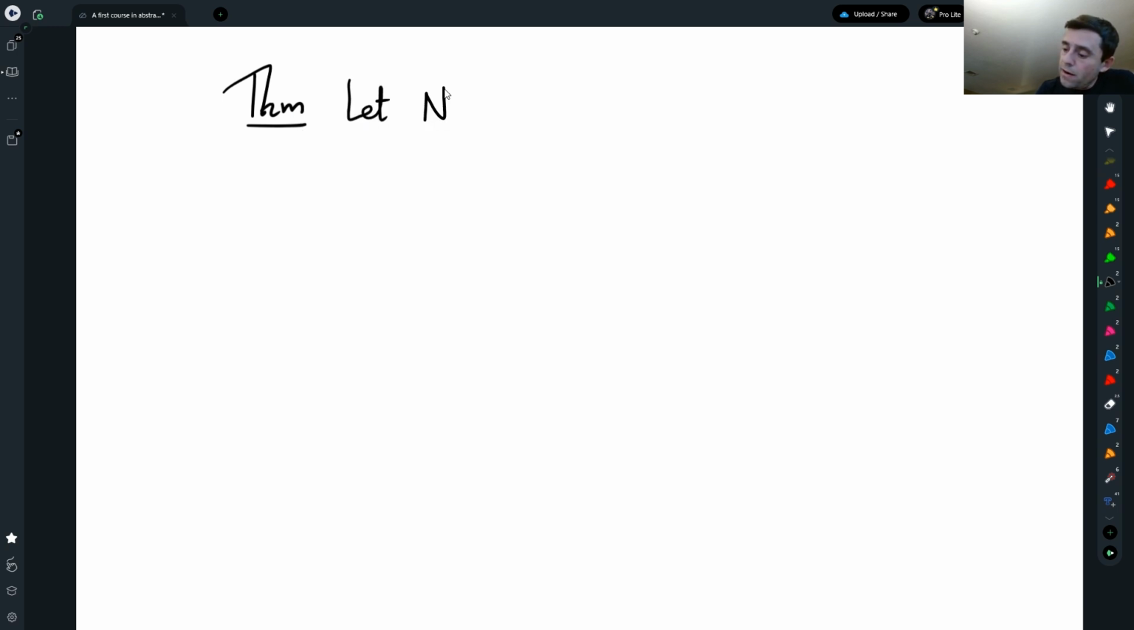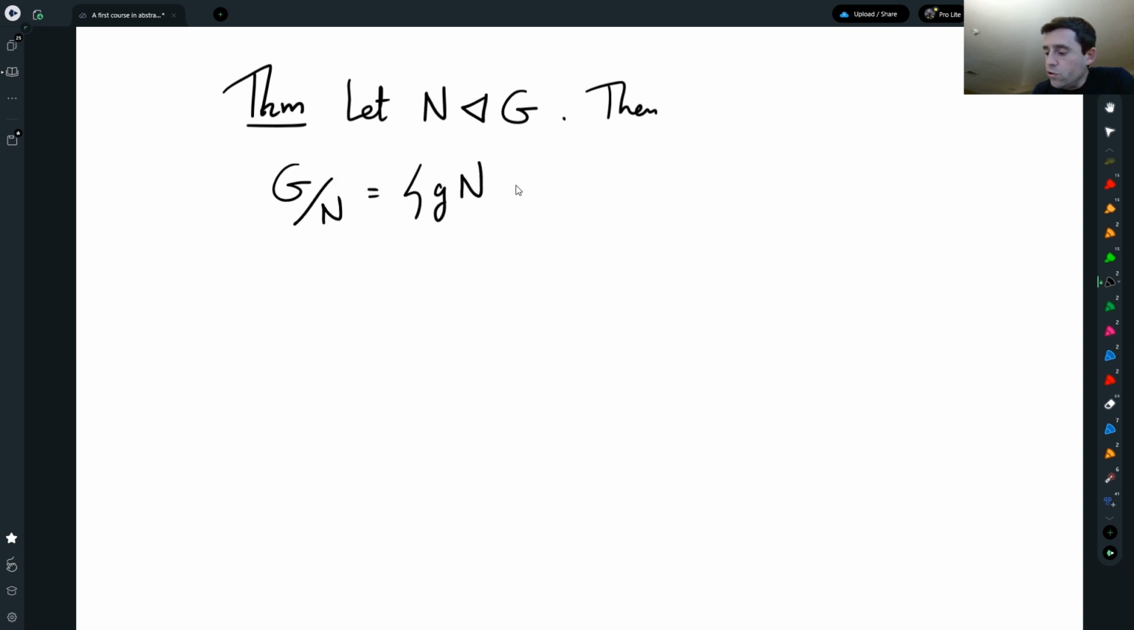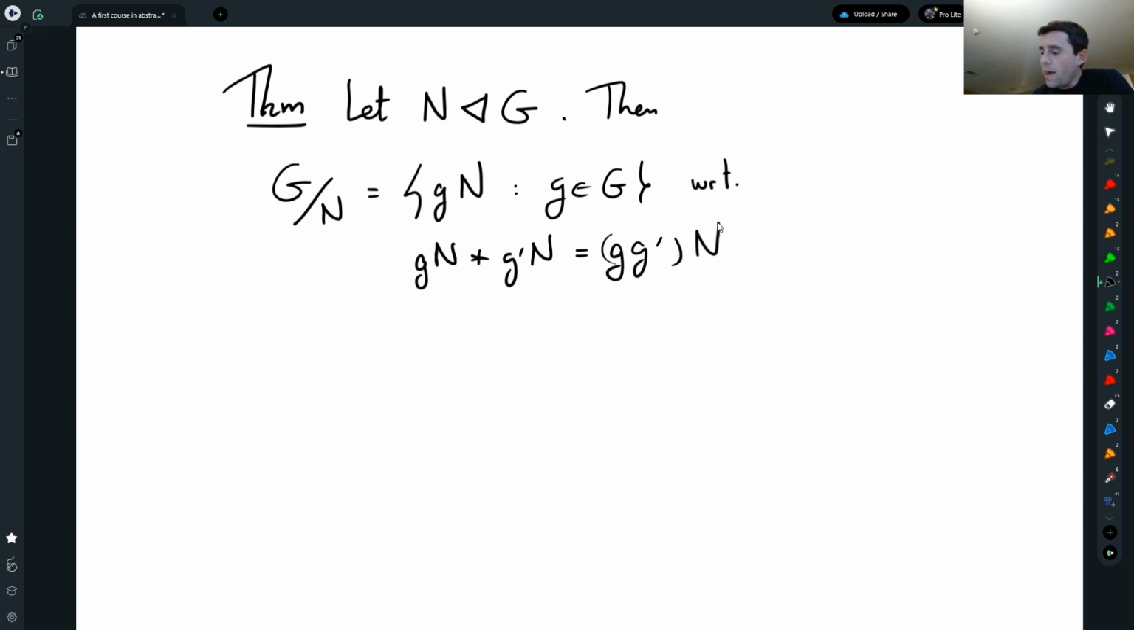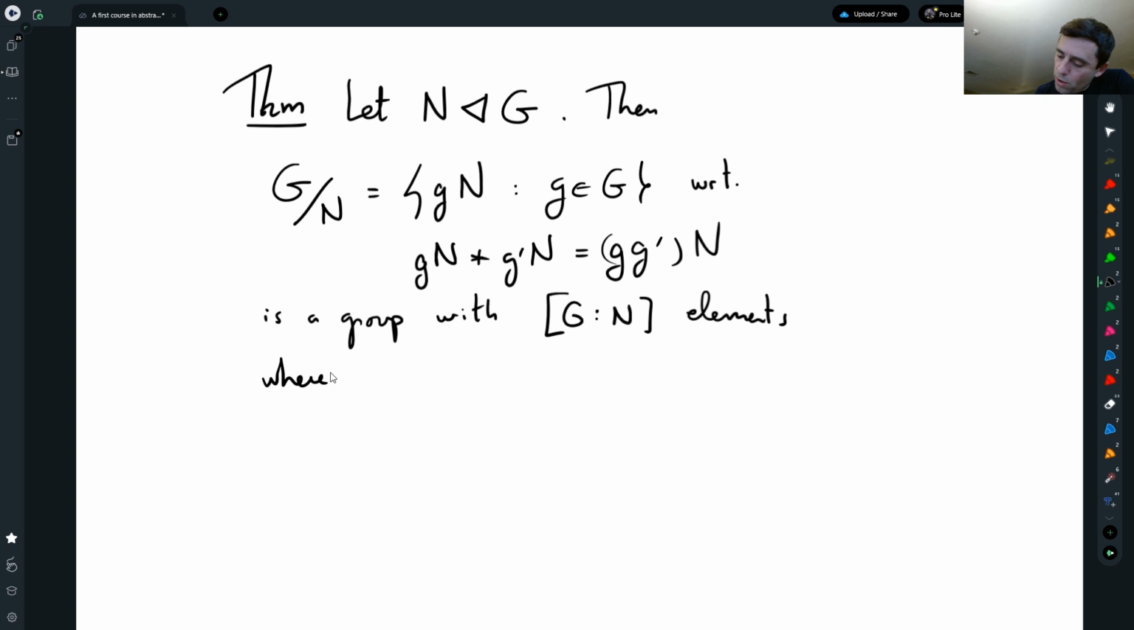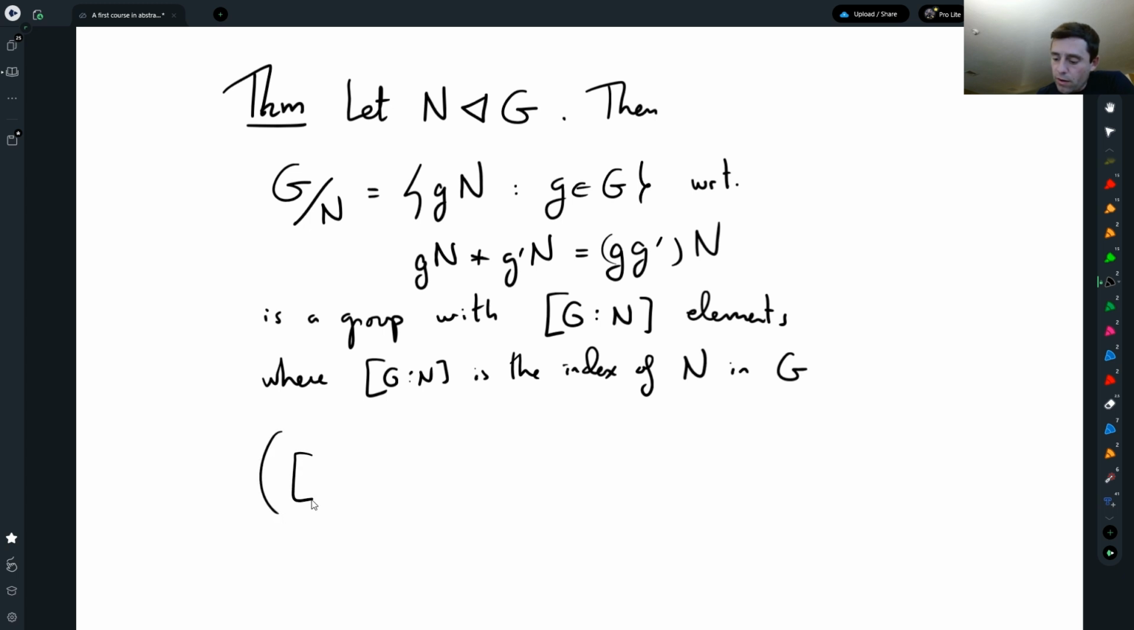Let N be a normal subgroup of G, then G modulo N, the set of cosets with respect to the operation gN star g'N equals g'gN, is a group with [G:N] elements, where, remember, [G:N] is the index of N in G, and recall what that is.